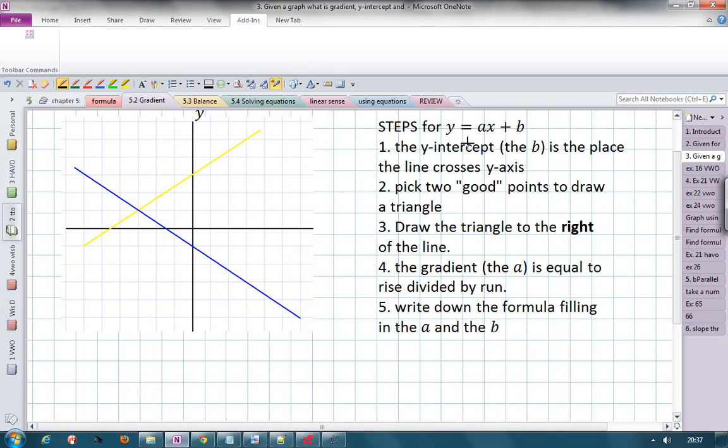All right, so let me start with the yellow line, and I'm just going to follow the procedure, and what you should be able to do is reproduce this procedure and just follow the steps in the procedure. So I'll do the yellow line first. The yellow line, let me just do it in black.